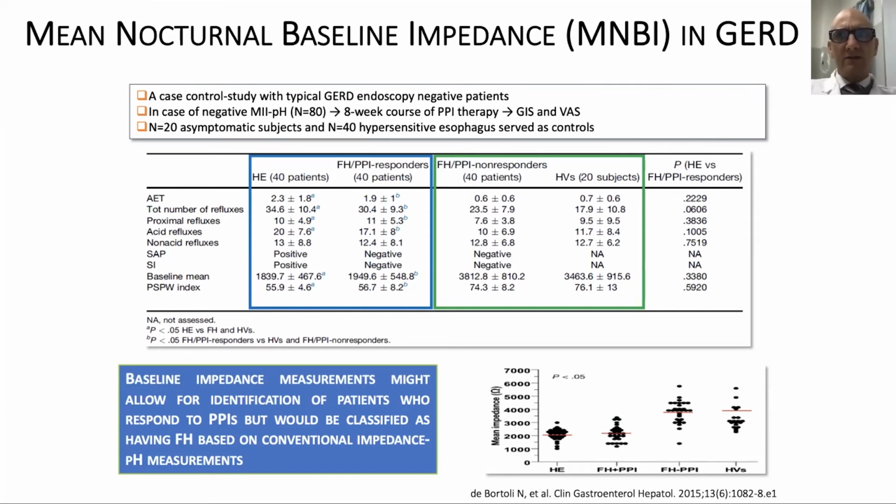In this study, we described a group of patients with an impedance-pH diagnosis of functional heartburn, but with symptom relief during PPI. This group had a lower level of MNBI that completely overlapped with the patients with positive symptom reflux correlation, as well as positive response to PPI treatment. We concluded that mean nocturnal baseline impedance was able to identify patients with esophageal hypersensitivity, where SI and SAP fail to do it.